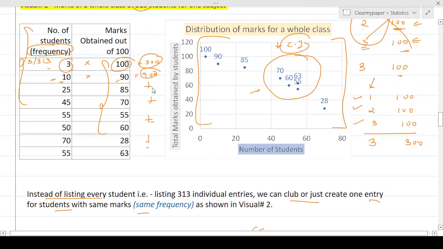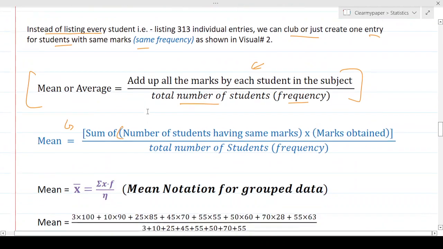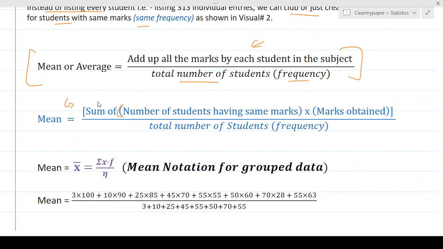And then I'm going to add up each one of them for this. Like I'm going to add up 300 plus 900 and stuff like that. That's what I'm going to do, and that's why I have put the sum here. And the notation becomes like this: the sigma x into f. I'm multiplying each row and adding it up, and then divide by the total number of students.